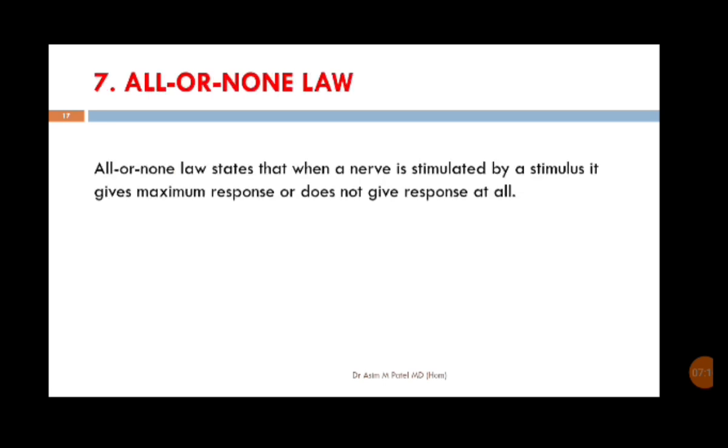And the seventh and last property of nerve fiber is the all or none law. All or none law states that when a nerve fiber is stimulated by a stimulus, it gives maximum response or does not give response at all. So, whenever a nerve fiber is stimulated, either it will give the response or it will not give the response. So, these are the properties of nerve fiber.